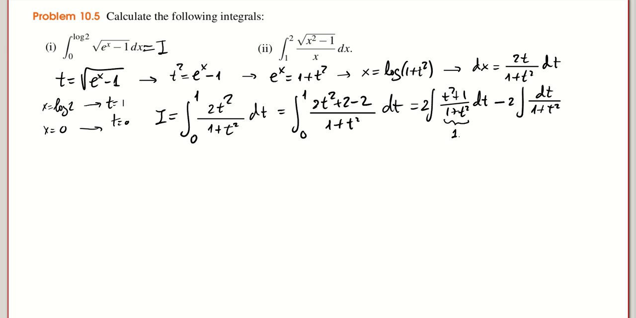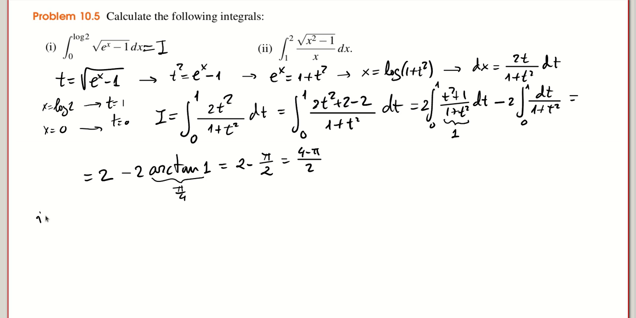This is just 1, right? So this, and the limits, I forgot. So the integral from 0 to 1 of 1 is 1. So the first term is 2. And this is the arctangent, so we have minus 2 times the arctangent of 1 minus the arctangent of 0. The arctangent of 0 is 0, so this is just the arctangent of 1. The arctangent of 1 is pi divided by 4. So this is 2 minus pi divided by 2, or 4 minus pi divided by 2. Okay, this is the first.